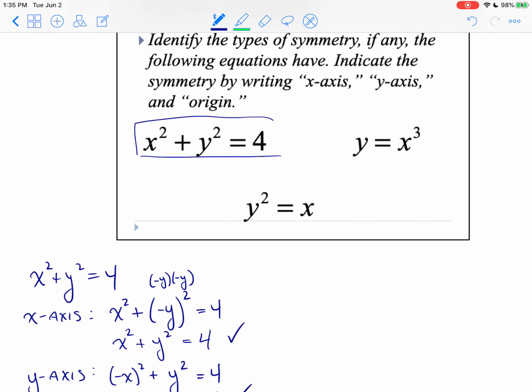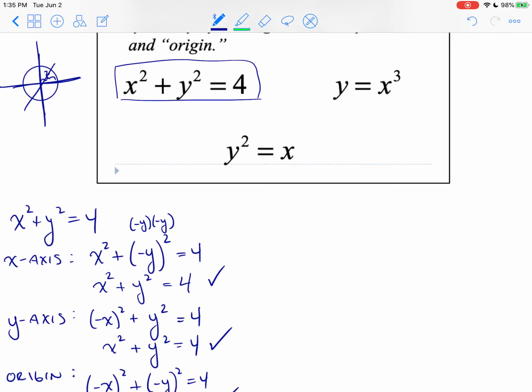Does anyone know what the graph x squared plus y squared equals 4 looks like? Well, we're going to talk about it in the next video, but for now, spoiler alert, this is the graph that gives me a circle, and the radius of that circle is 2. So it's a circle on the origin, and that's why it has all three types of symmetry, because a circle can be split any way, and you get symmetry.